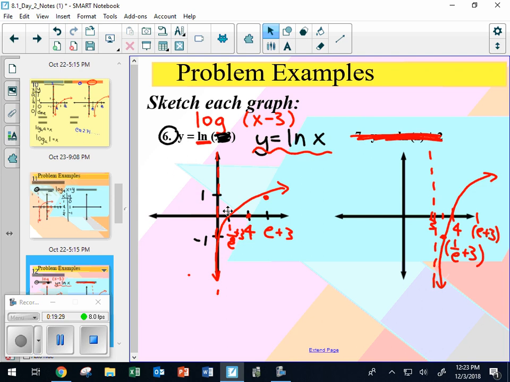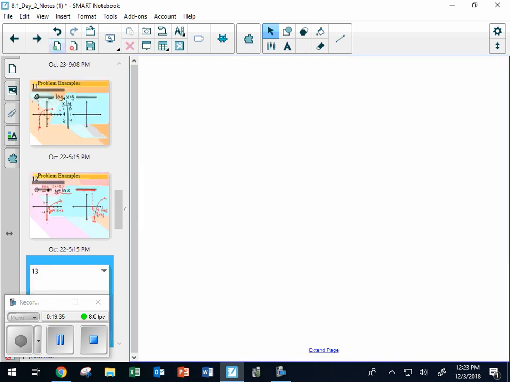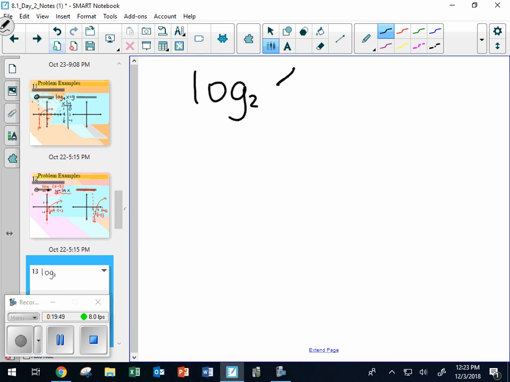Okay, we're going to take a little break from that and look at something else. What I would like to look at is 2 different logarithm problems. So the first one I would like to look at is log base 2 of 4. And the second one I would like to look at is log base 2 of 8.